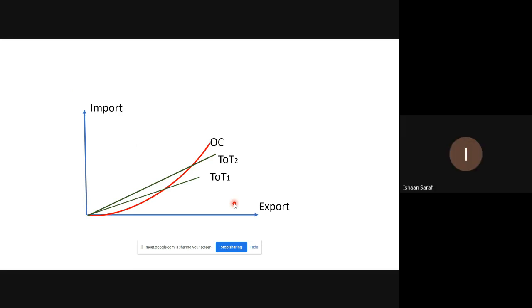Okay, ma'am. So this particular point for TOT1, there is balanced rate. For this point on TOT2, there is balanced rate. That is, value of exportable is equal to value of importable. Okay, in general there is exception, I'm telling again and again, but in general when terms of trade is rising, the country is interested to export and import more, and that is why the offer curve is upward rising.